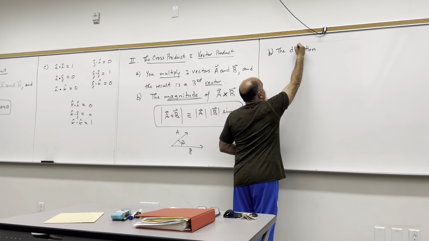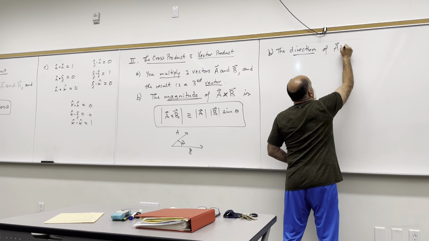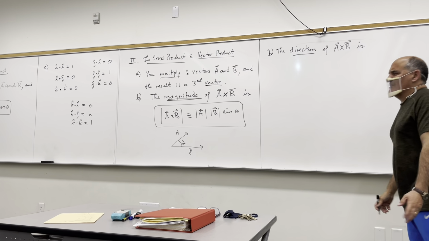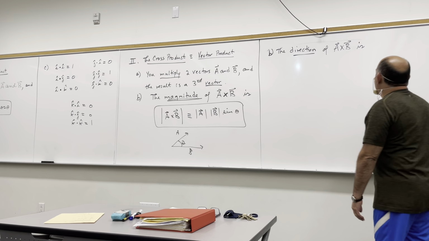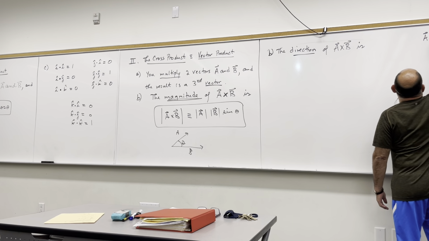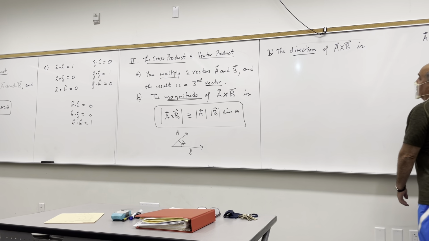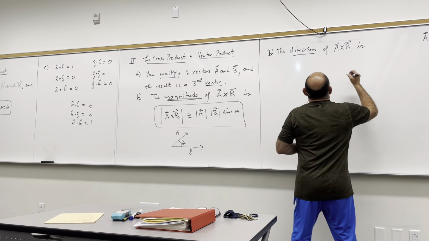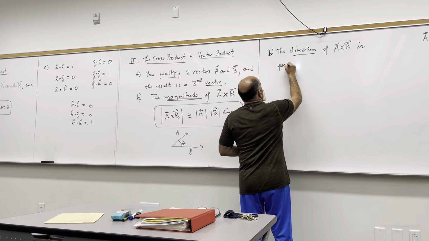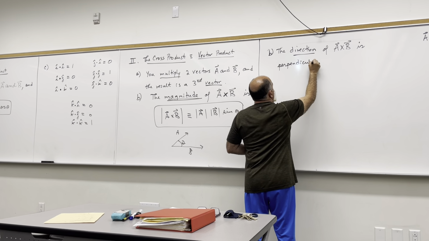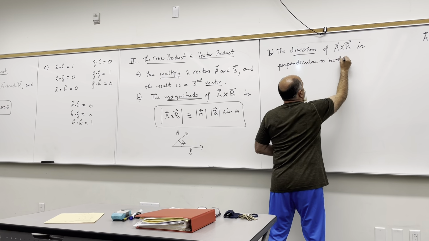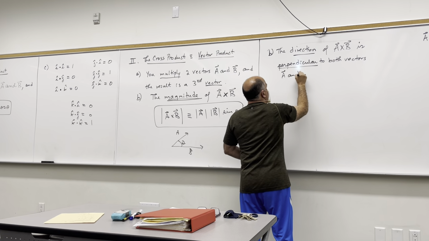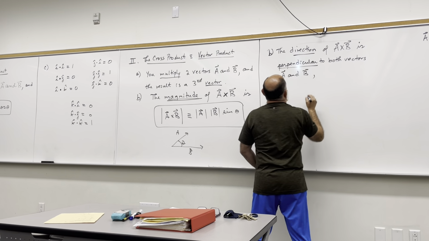The direction of A cross B is, sometimes people just define A cross B as C. Suppose instead of writing A cross B, I can just write C to represent A cross B. But all right, the direction of A cross B is perpendicular to both vectors A and B. So it's perpendicular to both of them.